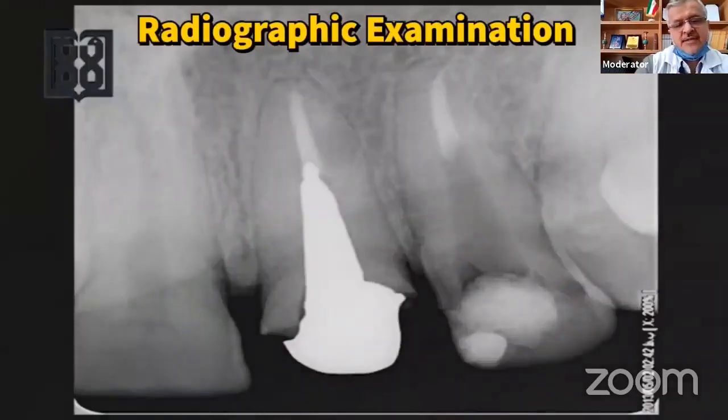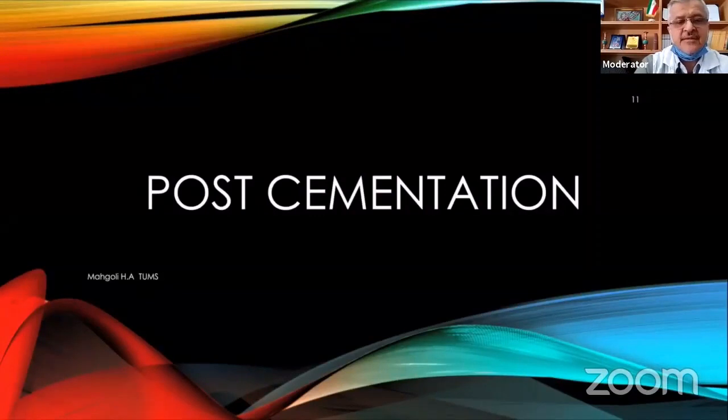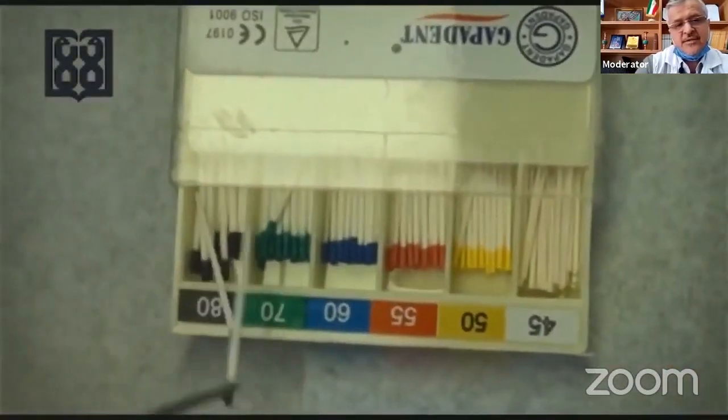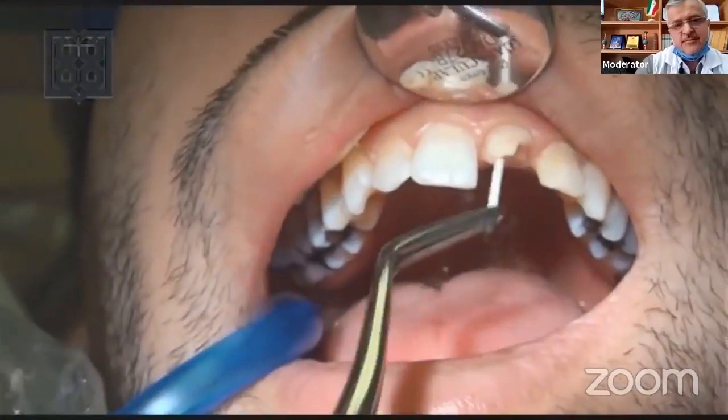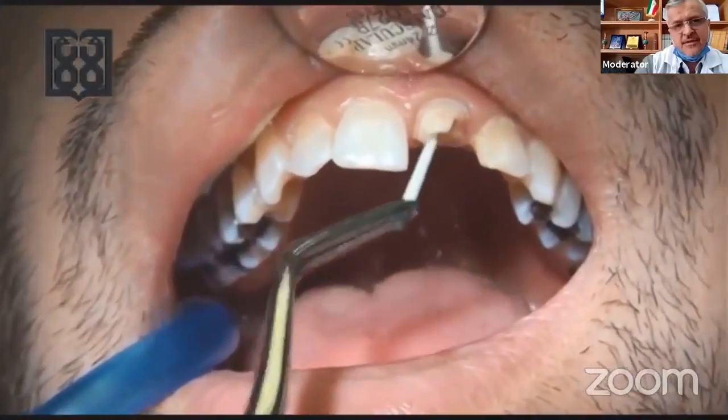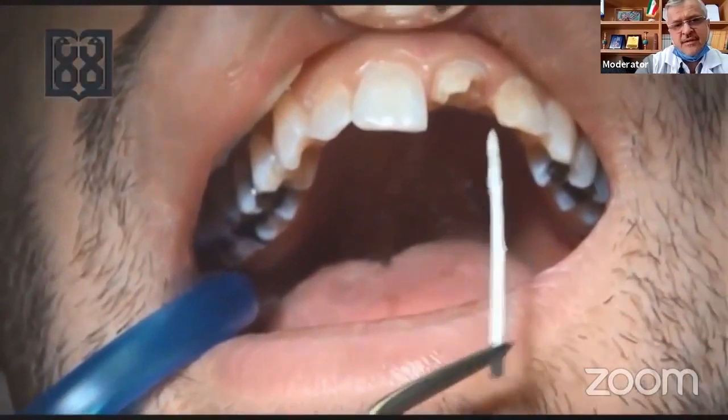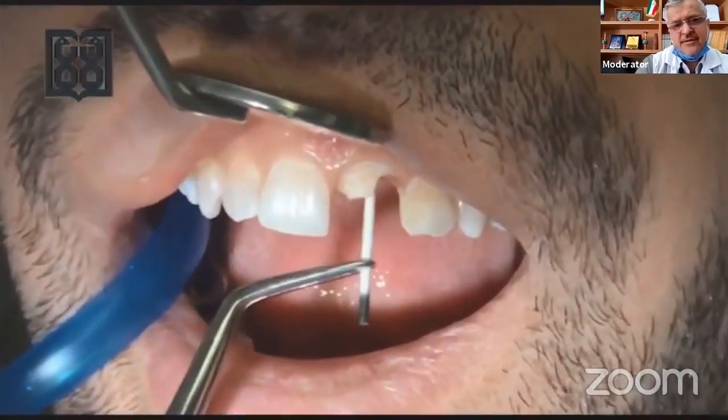And after that, we must take a PA radiograph to evaluate the seating of the post. And after that, the post is ready for cementation. For cementation, we can choose some cement, and also we must prepare the root for cementation. The root must be clean from debris and lubricant material, and must be cleaned completely.